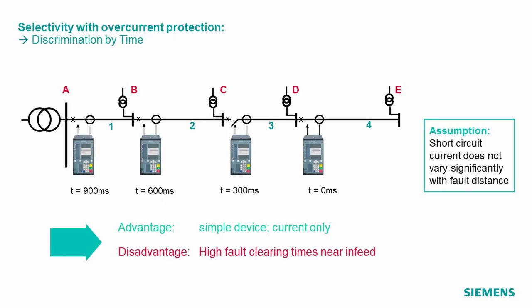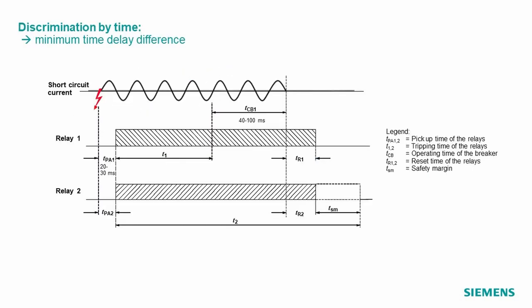And to understand that, we look a little bit into the timer. In this case, imagine we had a short circuit on line number 3, and we will now look at what is going to happen in the relays at substation B and C in a bit more detail, and that is shown in this slide. You see on the upper trace we have the short circuit current. To the right we have the time axis.